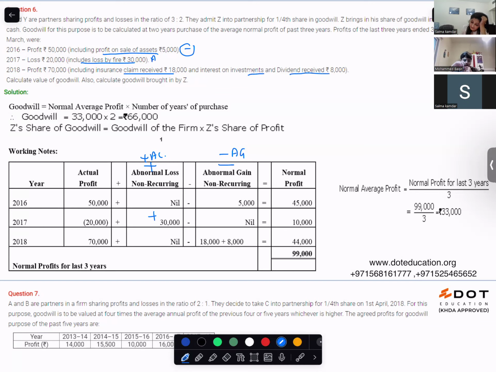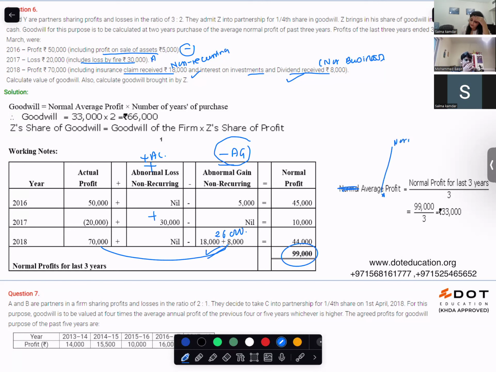Both interest and dividend are abnormal gain. This is non-business and non-recurring income. Something that is not related to business and something that is non-recurring, again it comes in AG, not normal income. So 18 plus 8, that is how much? 26,000. 26,000 would be subtracted again. So you'll get the normal profit for 3 years.